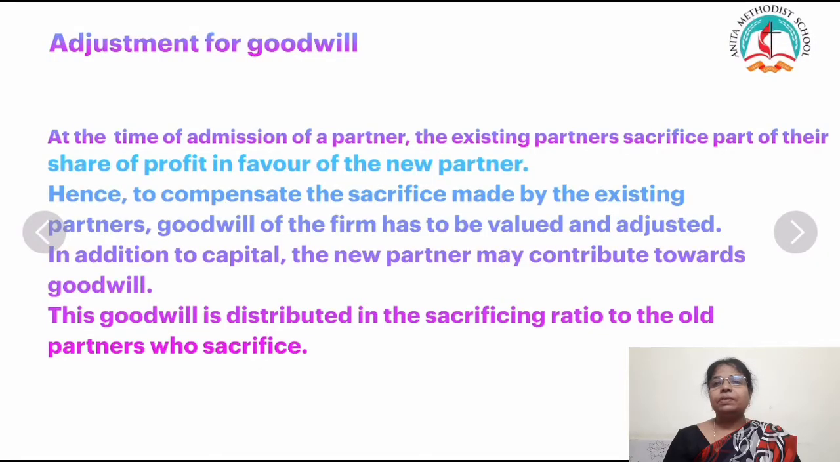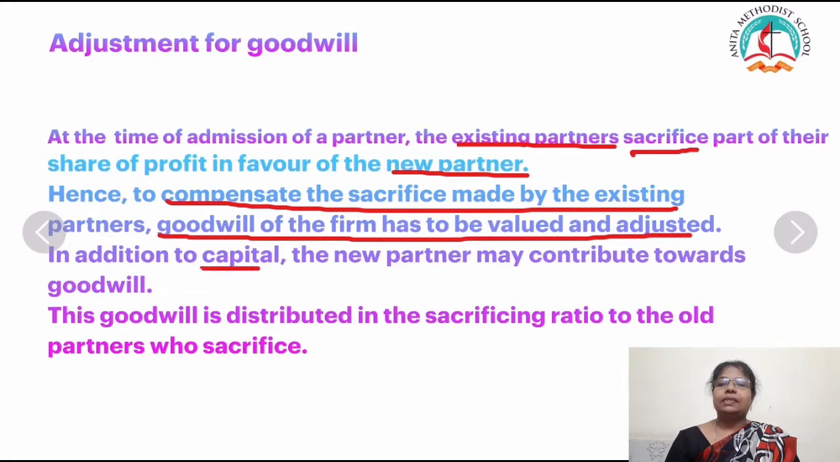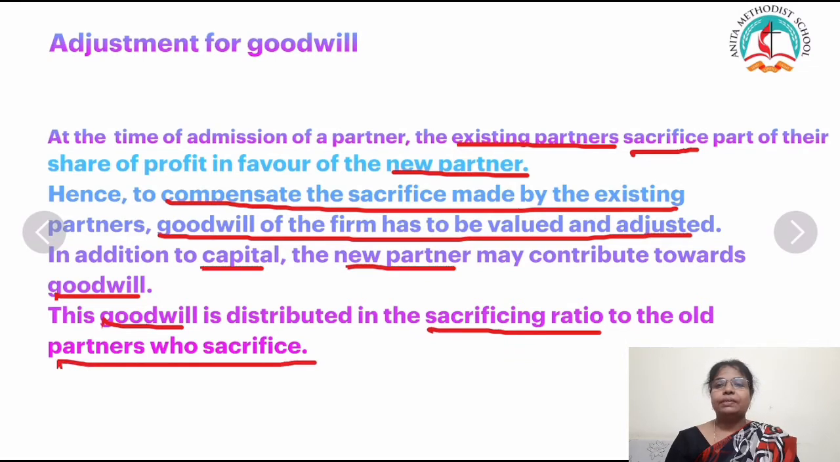At the time of admission of a partner, an existing partner sacrifices part of the share of profits in favor of the new partner. Hence, to compensate the sacrifice made by the existing partners, goodwill of the firm has to be valued and adjusted. In addition to capital, the new partner may contribute towards goodwill. This goodwill is distributed in the sacrificing ratio to the old partners who sacrifice.